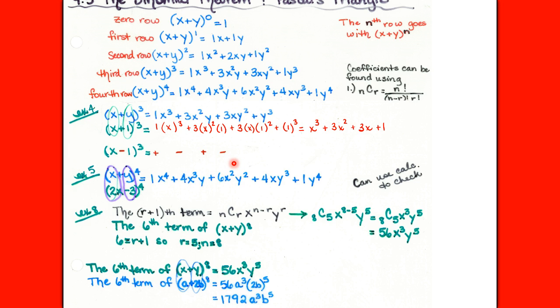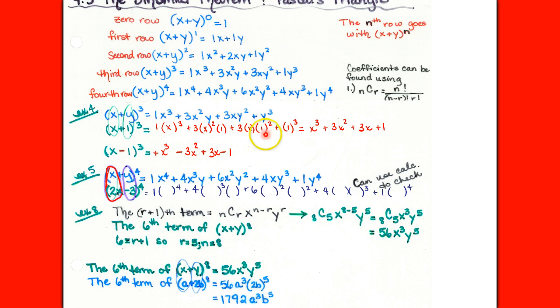Let me prove that to you. Let's say that we had done x minus 1 to the third, okay? So we would have been putting negative 1 in the place of y, right? So here there was no negative 1 to plug in because there was no y, so that first term would be unchanged. Here I would be putting a negative 1 in instead of a positive 1, so negative 1 times 3 would have given me a negative 3.